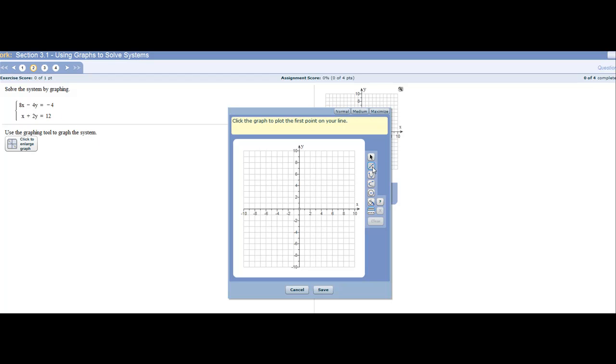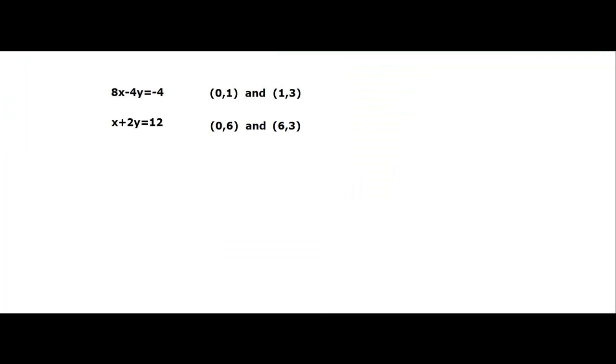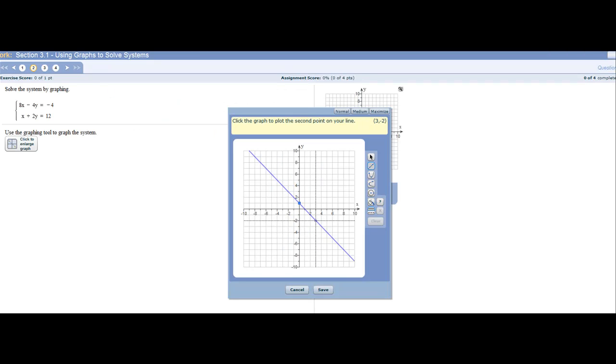So the first point was what? The first point was 0, 1. So let's click on 0, 1. And what was the coordinate of the second point? I forgot. The second point was 1, 3. So we will go on 1, 3 here. So this is the first line.